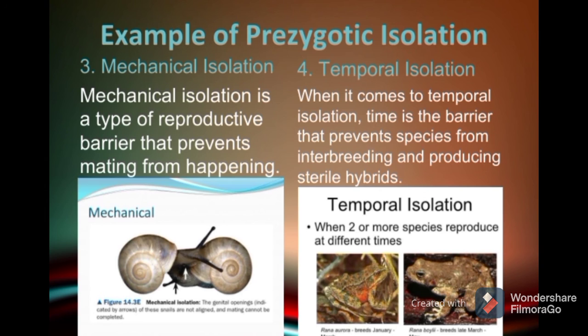Number four, we have temporal isolation. When it comes to temporal isolation, time is the barrier that prevents species from interbreeding and producing sterile hybrids. So, two or more species reproduce at different times.